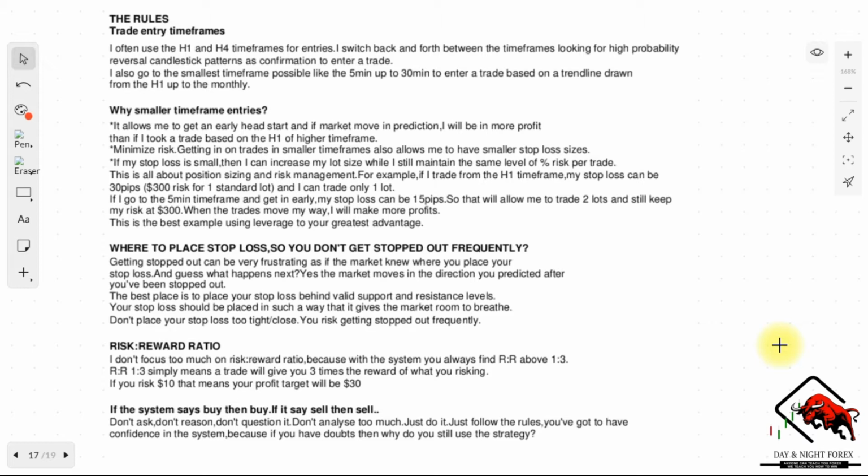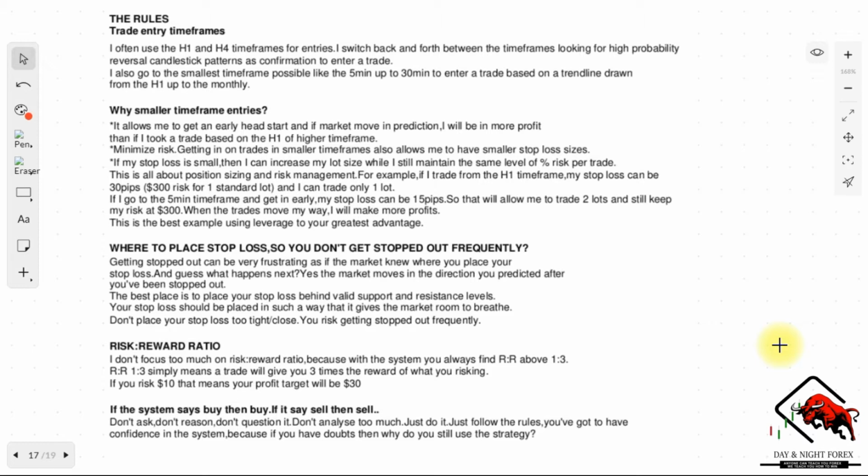So this will allow me to take 2 lot size and still keep my risk. This will allow me to double my profits or my positions as well, but at the same time keeping the risk at just $300, which is what I have decided on for that trade. So when the trade moves my way, I will make more profits than what I would have made with just one position, right? So it's just clear and straightforward.